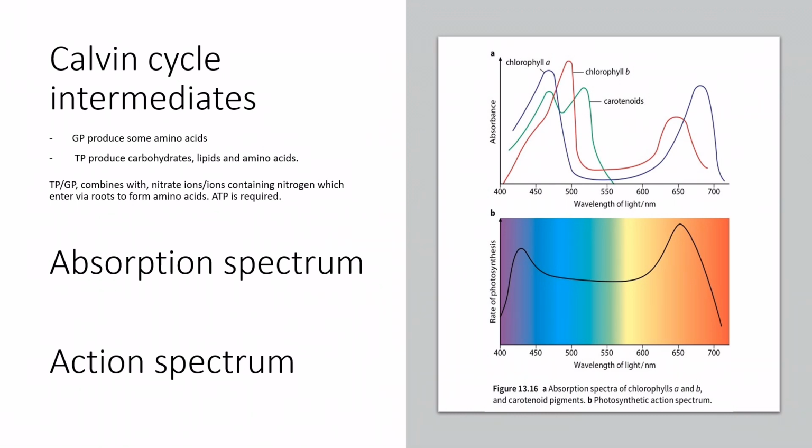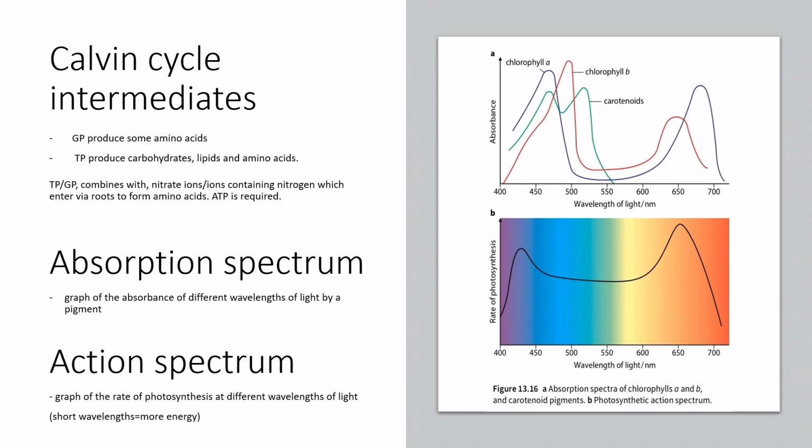Moving on, the absorption spectrum is a graph of the absorbance of different wavelengths of light by a pigment, while the action spectrum is a graph of the rate of photosynthesis at different wavelengths of light. Do remember that short wavelengths mean more energy, as you may be asked to interpret the graphs. You can use chromatography to identify and separate pigments.